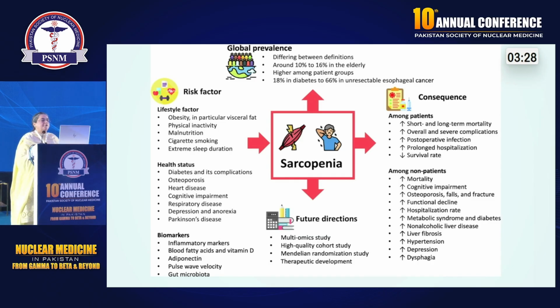We have a list of risk factors and the biomarkers responsible for sarcopenia, and there are future directions as well: we should undertake multiple studies related to sarcopenia, and therapeutic development should be done and monitored by DEXA-derived indices. You can see the consequences of sarcopenia as well, leading to mortality.